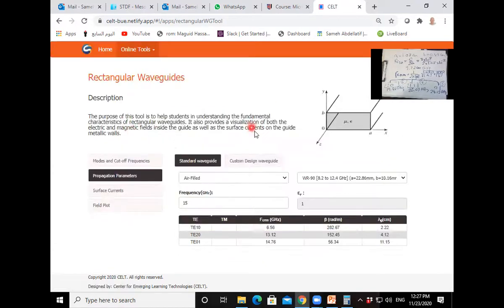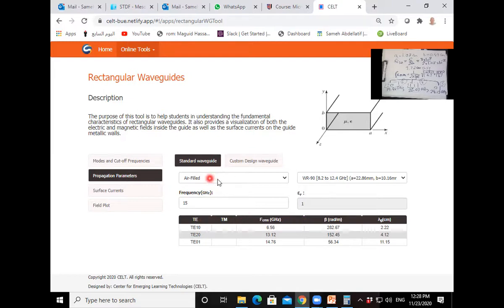The second one we already did in our previous lecture, which is calculating the main parameters. As you can see, the main parameters are the cutoff frequency, the propagation coefficient, and the wavelength. This is lambda g, the guided wavelength, which is from beta equals 2 pi over lambda g. So simply lambda g is 2 pi over beta. And I think we already calculated this.